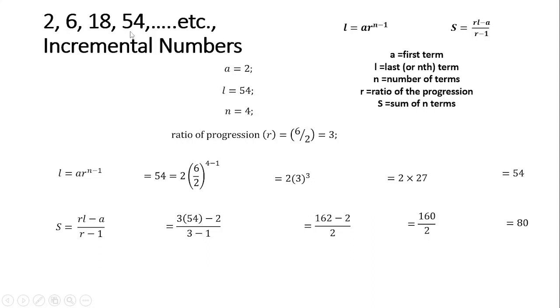If you want, you can cross check. 2 plus 6 is equal to 8. 8 plus 18 is equal to 26. 26 plus 54 is equal to 80. Likewise, we can get the sum of the progression.